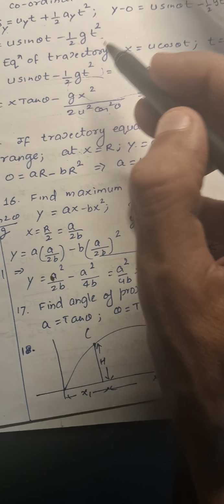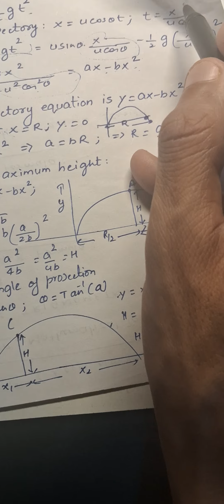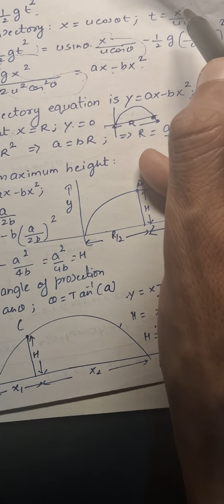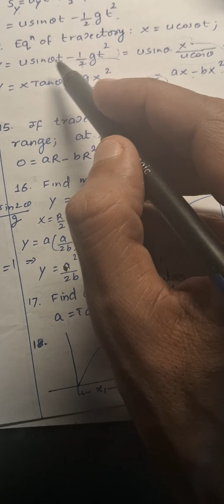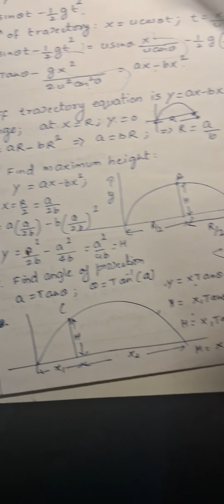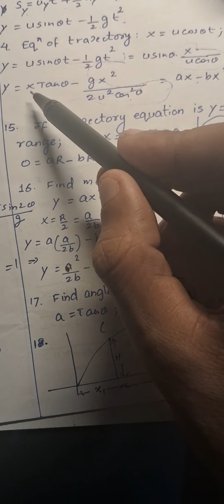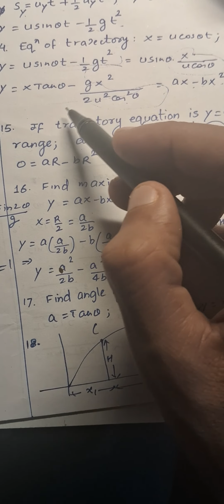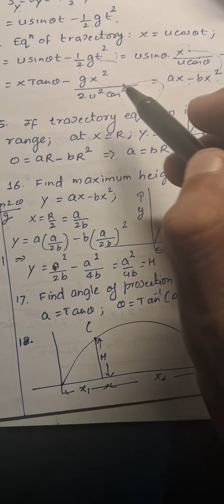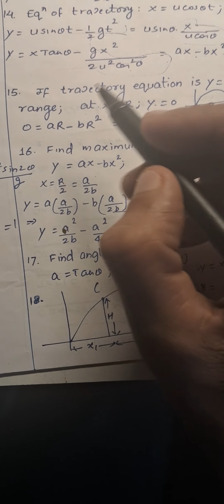Next is equation of trajectory. So we just eliminate time from here, from the first equation. So t comes out to be x by u cos theta. Now we substitute value of t in this expression, and from here, after substituting the value, we get the final result as y is x tan theta minus gx square by 2u square cos square theta, or it can be written as ax minus bx square.